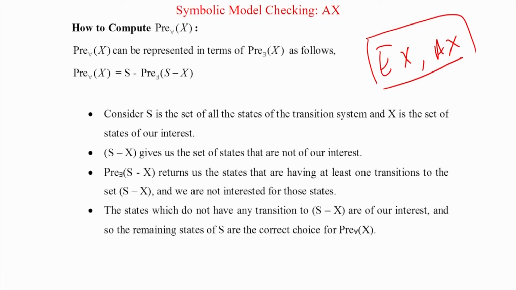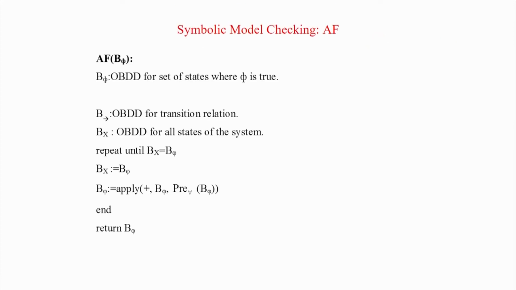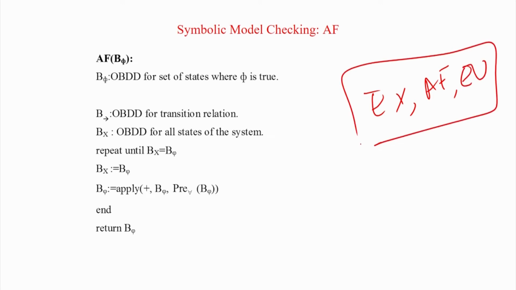Now we are going to see EF, AF, and EU. In the first lecture on verification, we told you that there are three basic formulas, EX, AF and EU. Within these three formulas all the other CTL formulas can be written, and so we can call them the basic building blocks. If we know symbolically how to model check these formulas, then any complex formula can also be written and model checked using symbolic model checking.